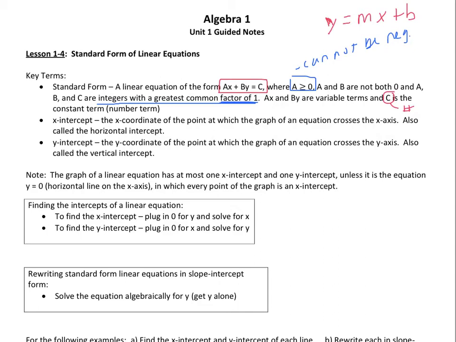We've talked about y-intercept already when we talked about slope-intercept form, but we're also going to talk about x-intercept. So obviously an x-intercept is where your line crosses the x-axis, and a y-intercept, as talked about before, is where it crosses the y-axis.